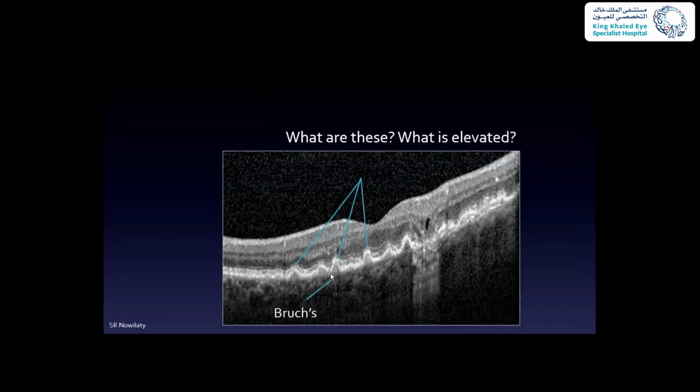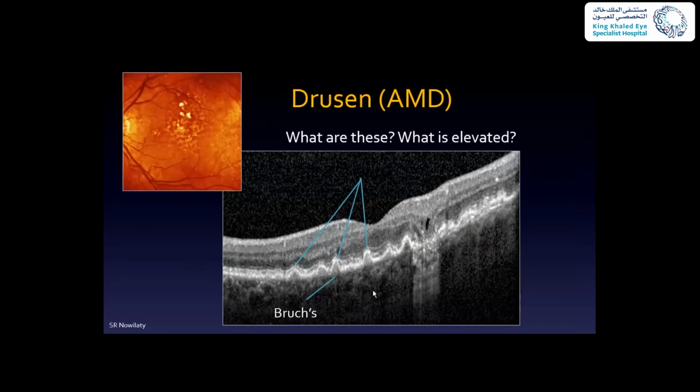Okay, and this is the Brooks membrane. On Zoom, maybe you guys don't see it very well, but there's a very, very thin white line, that's the Brooks membrane. So this is a case of AMD with large drusen. These are deposits under the RPE, all right? The hyperreflective material is under the RPE and of course above Brooks membrane, okay?